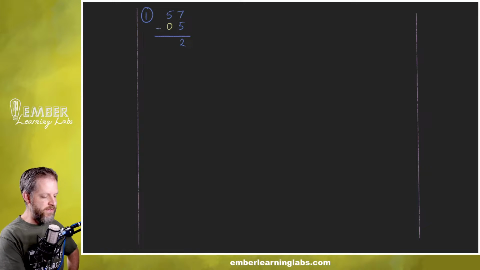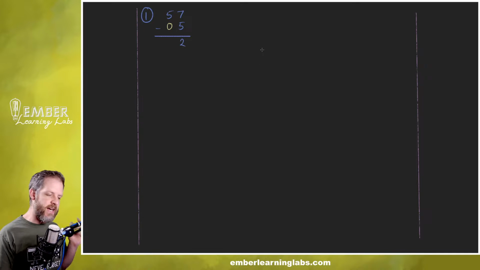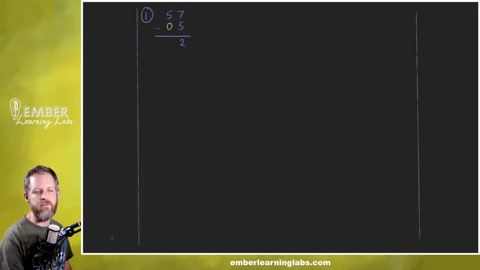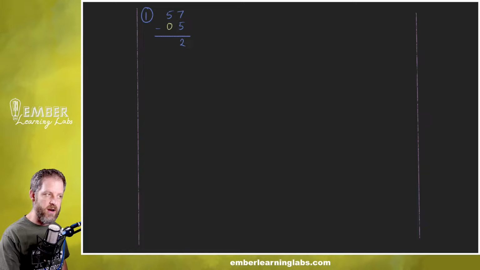But again, if you have trouble keeping everything lined up, you can turn your paper sideways, or you may want to add this 0 in front, just to keep everything organized and neat. So 5 minus 0 is still 5. So the answer to this little problem is 52. No big deal, right? Let's do another one.